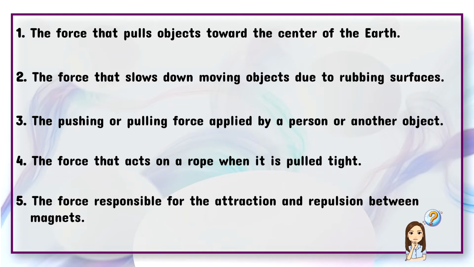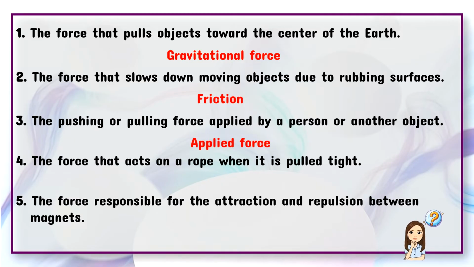Let's check your answers. 1. The force that pulls objects toward the center of the earth. Gravitational force. 2. The force that slows down moving objects due to rubbing surfaces. Friction. 3. The pushing or pulling force applied by a person or another object. Applied force. 4. The force that acts on a rope when it is pulled tight. Tension force. 5. The force responsible for the attraction and repulsion between magnets. Magnetic force.